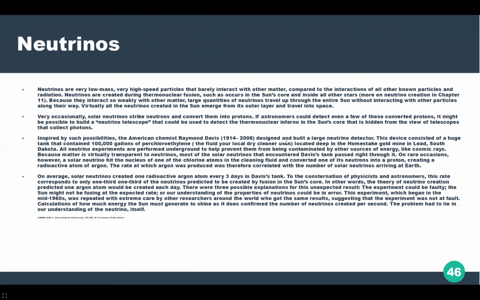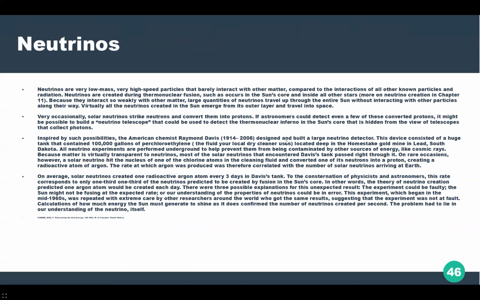To the consternation of physicists and astronomers, this rate corresponds to only 1/3 of the neutrinos detected or predicted to be created by fusion in the sun's core. In other words, the theory of neutrino creation predicted one atom of argon would be created each day. There were 3 possible explanations for this unexpected result. The experiment could be faulty, the sun might not be fusing at the expected rate, or our understanding of the properties of neutrinos could be in error.